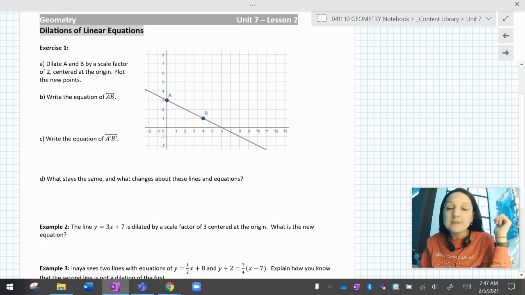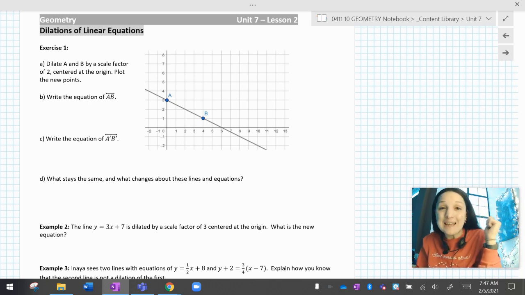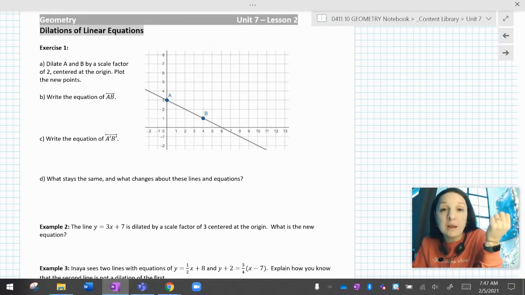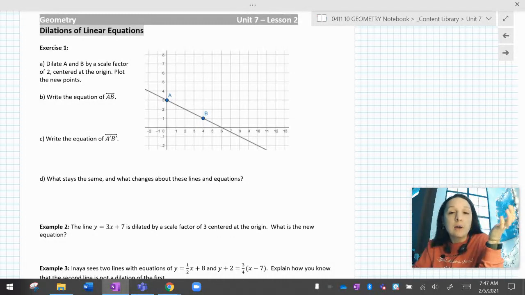Hello, geometry friends. More dilations today. Today is the second video about dilations. The first one told you how to do dilations on a coordinate plane. And in a nutshell, we said when you dilate something from the origin on a coordinate plane, you multiply the coordinates by the scale factor.